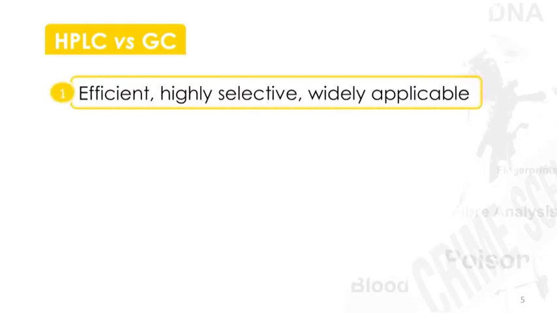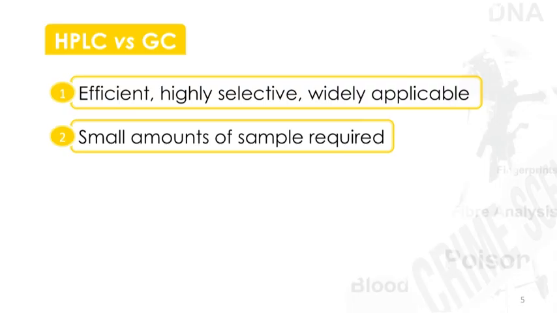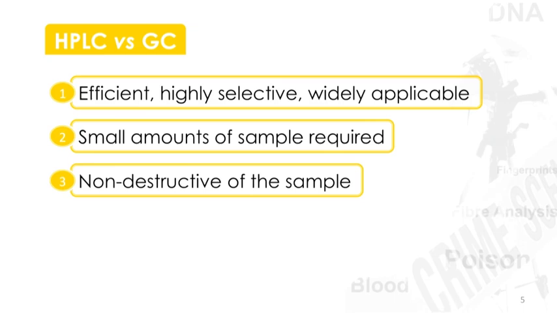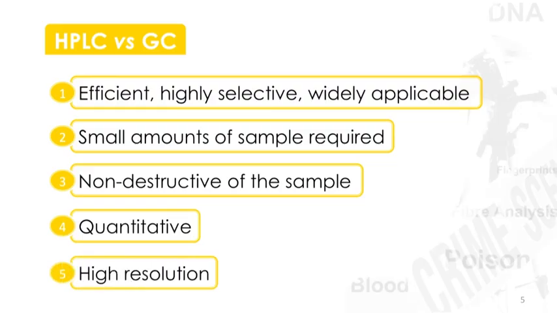So which is better, HPLC or GC? Both methods are very efficient, they're very selective, they can resolve a great number of compounds, and both of them are widely applicable. In both cases, the detectors are very sensitive, so you only need very small amounts of sample in order to complete the analysis. They may be non-destructive of the sample, meaning that after the chromatography, you can get your sample back, though in practice, this is very, very rarely done. Both methods are quantitative. With both methods, you can measure the amount of each component that is present in the mixture. And both methods work with high resolution.